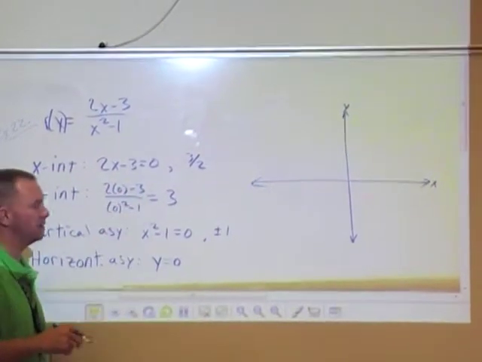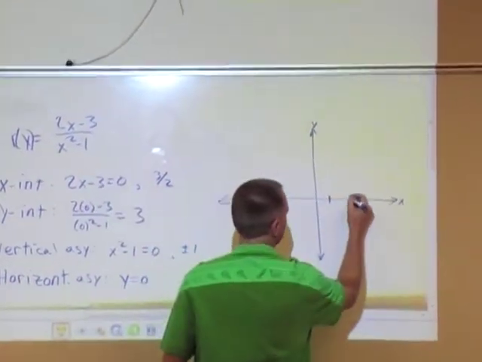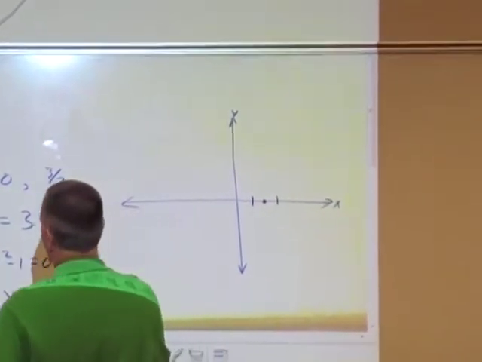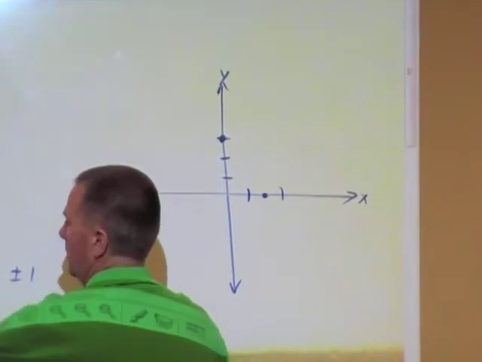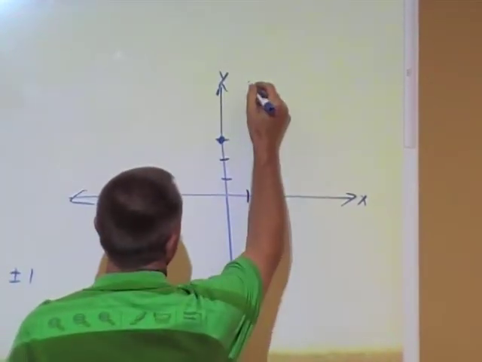Let's graph all this. X-intercept is at 3 halves. It's 1.5. Y-intercept is at 3. Vertical asymptote is plus or minus 1.